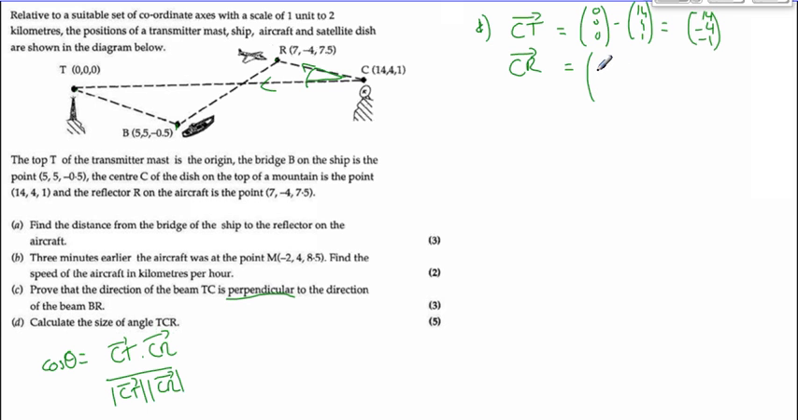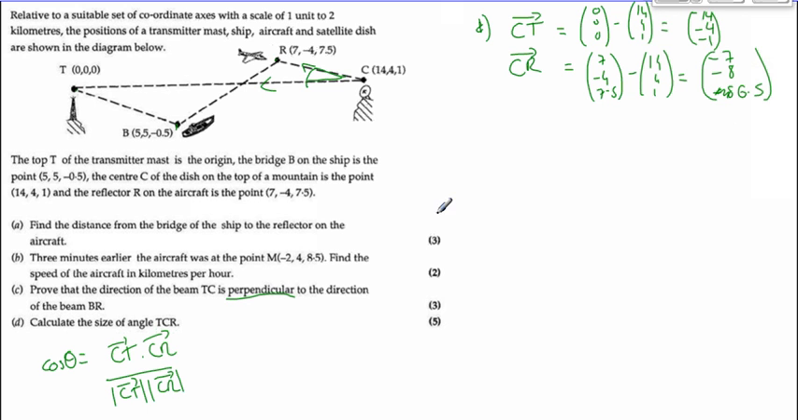And then same with CR, apart from it's 7, minus 4, 7.5. Subtract 14, 4, 1. That's negative 7, negative 8, negative... No, rubbish, sorry. It is just 6.5. Apologies. I would go back and fix a mistake, but I'm 35 minutes into the video and I'm not doing it all again.